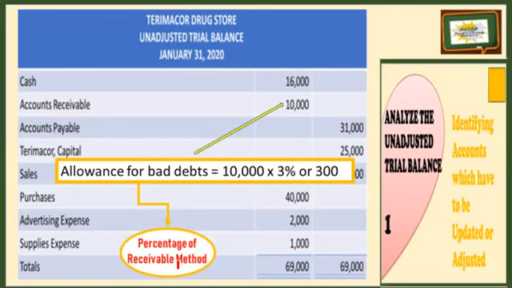If the company has 10,000 receivable balance at the end of the accounting period and the business records indicate that on average 3% of the total accounts receivable cannot be collected, the allowance for bad debt account must be adjusted to have a credit balance of 300 or 3% of 10,000. So in the problem, we have 10,000 and the allowance is 3%. So 10,000 times 3%, that becomes 300.